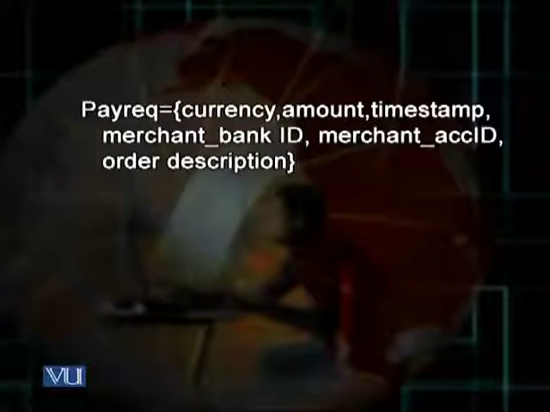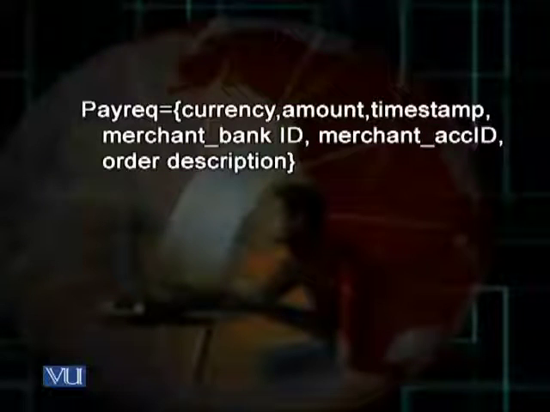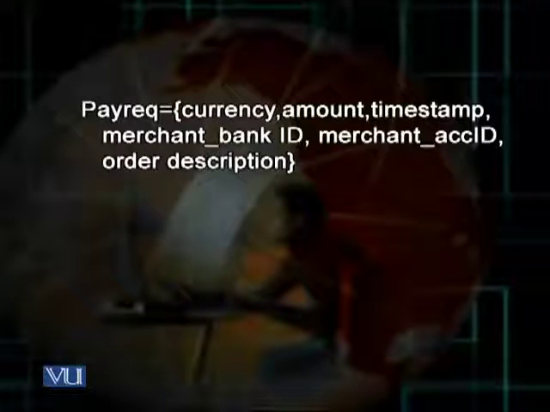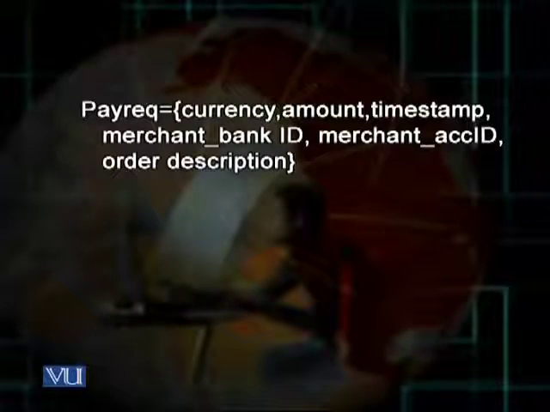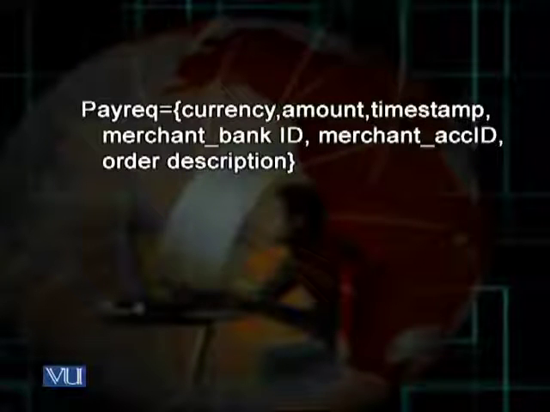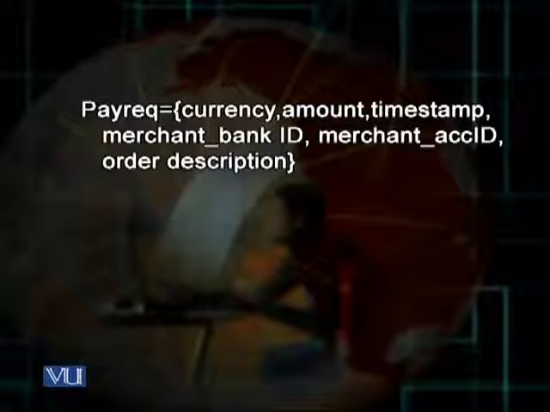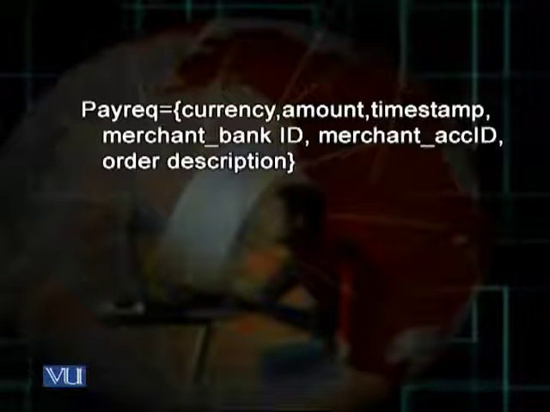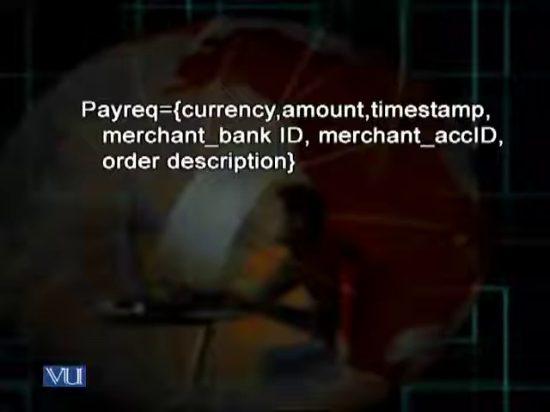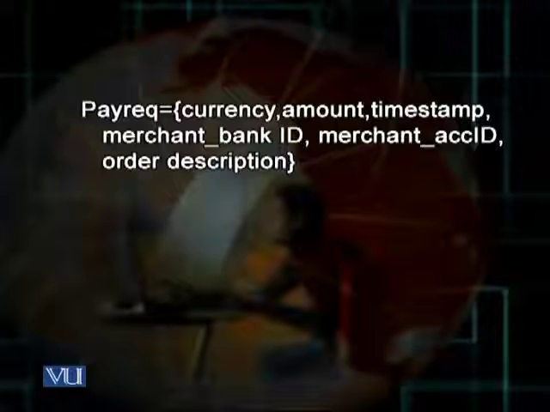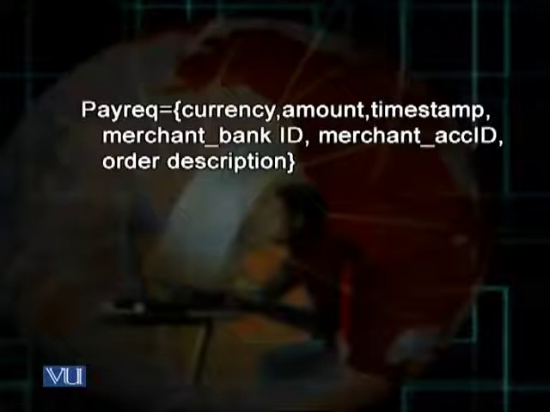So you can see the payment request. Mostly it consists of the currency in which the amount is to be paid, the amount itself, the time stamp, the date and time when this payment request is generated, then the merchant's bank ID, which is the ID of the merchant's bank, and then the merchant's account ID, the account ID of the merchant with that eCash bank, and then the order description, that means the items which the customer has ordered for. So in this fashion, the payment request is generated by the merchant to the customer.